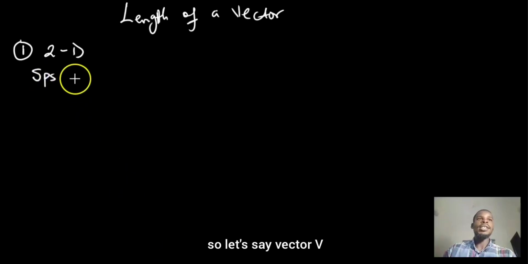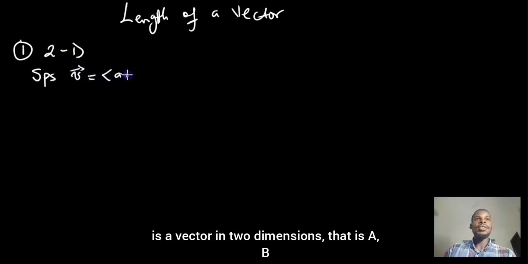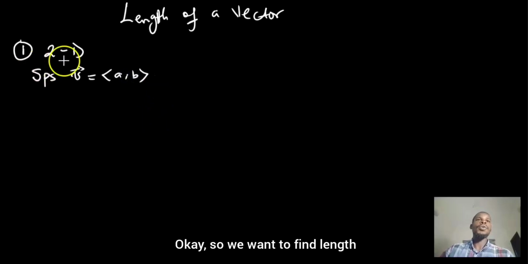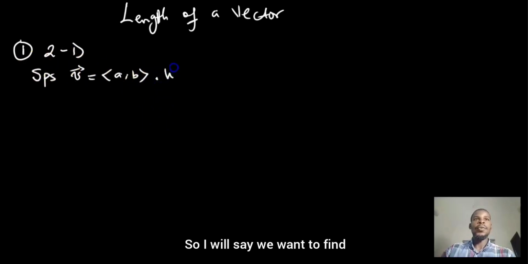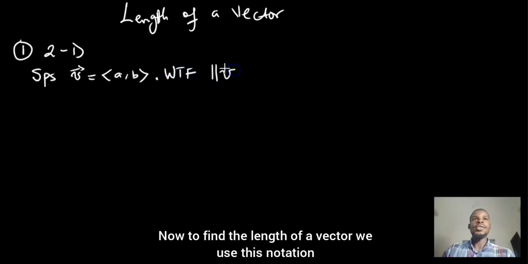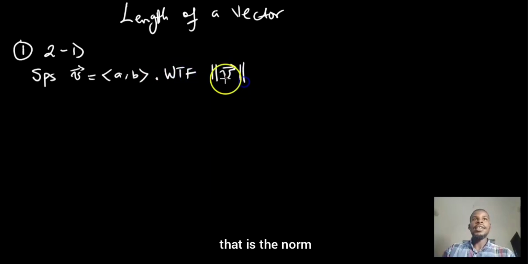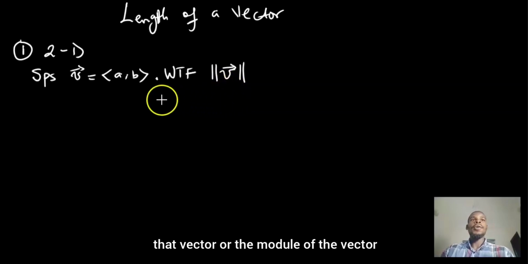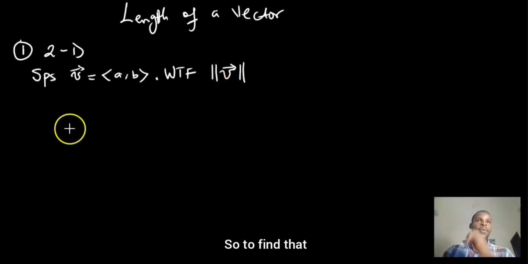Let's suppose we have vector V in 2 dimensions, that is (A, B), where A and B are real numbers. We want to find the length of vector V. To find the length of a vector, we use this notation: the norm, that is double bars on each side with the vector between. This is read as the magnitude of that vector, or the modulus of the vector.